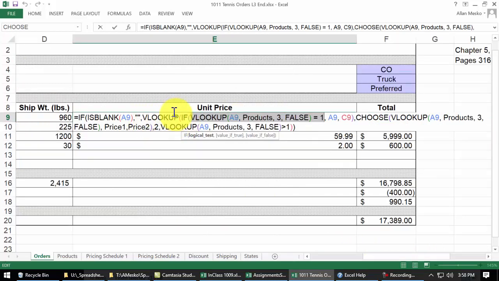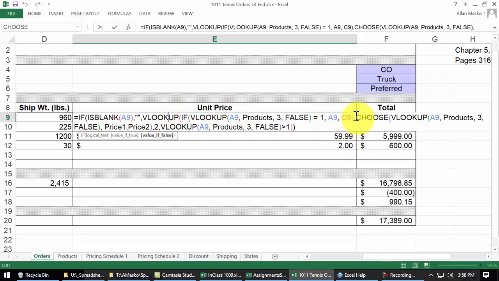Notice this is another VLOOKUP function, and it's saying, what do I want to look up? Well, if it's fixed, I just want to look up the item number in the fixed table. If it's variable, then I want to look up the quantity in the pricing 2 table. And so now it says, which table do I want to use? If we're in the VLOOKUP function, first we want to say what value are we going to look up. And so we're going to look up either A9 or C9.